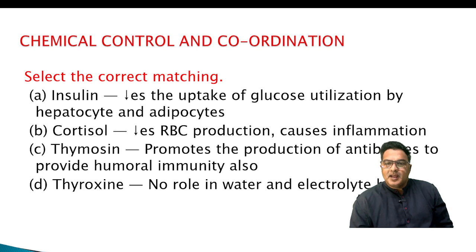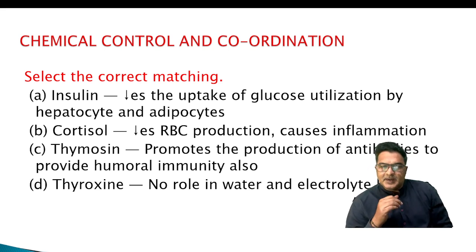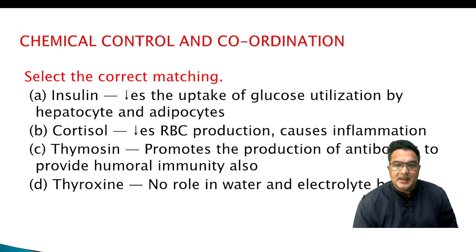Insulin decreases the uptake of glucose utilization by hepatocytes and adipocytes. Cortisol decreases the RBC production, causes inflammation. Thymosin promotes the production of antibodies to provide humoral immunity also. Thyroxine, no role in water and electrolyte balance. So among these, we need to find out the correct matching here.